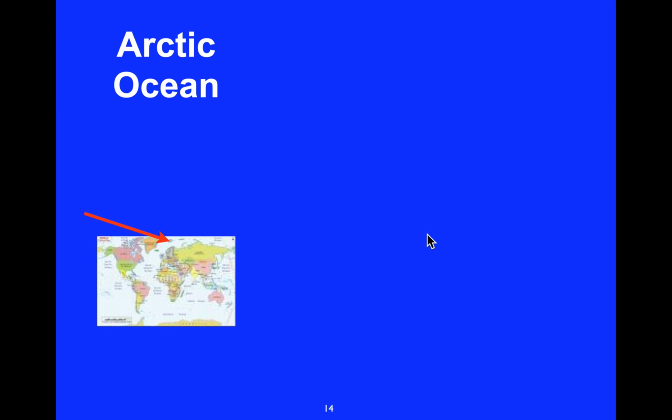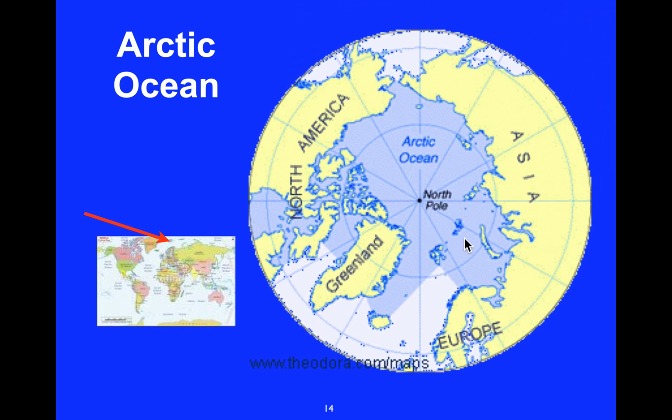Arctic Ocean. Remember, the Arctic Ocean is at the top. It's frozen water. There's no land there. And if you look in a circle, you can see how it's all water. But again, the Arctic Ocean looks just like the South Pole, Antarctica, because it's all snow. But if you look underneath, this is water.